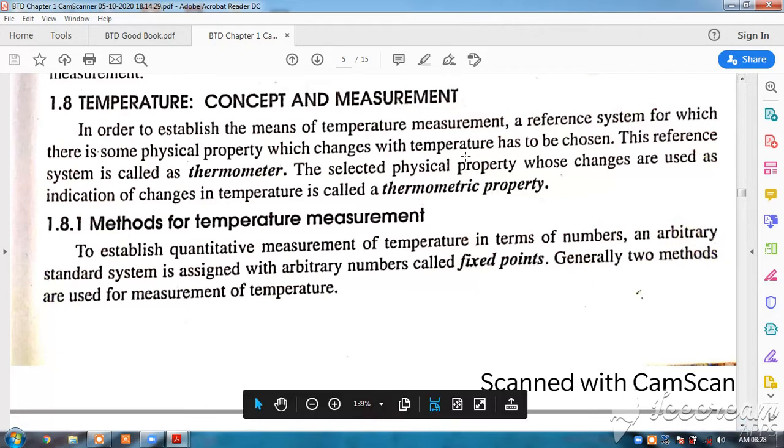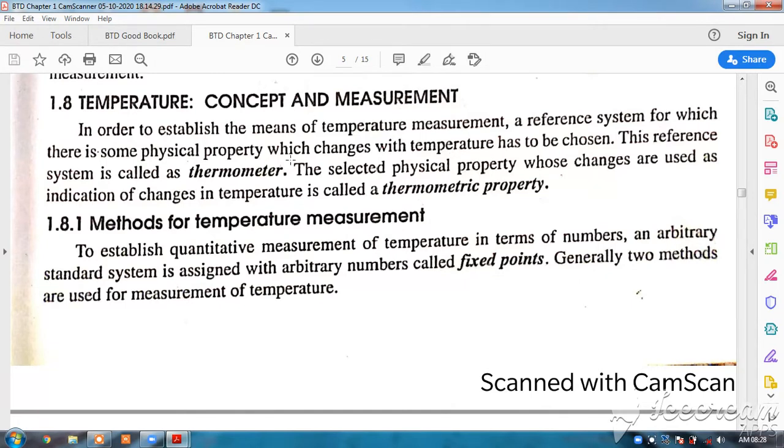So in order to establish a means of temperature measurement, a reference system for which there is some physical property which changes with temperature has to be chosen. So there should be a reference system and the physical property should change with temperature. This reference system is called a thermometer.